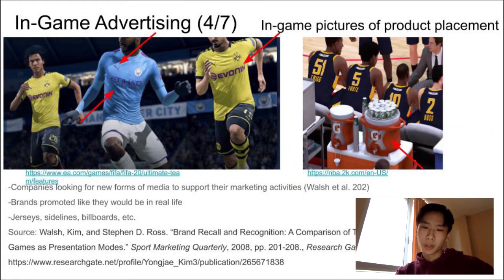So first, product placement. It has especially been prominent in sports games. For example, the 2K series and also the games put out by EA, Electronic Arts, which is a video game company. In these games, big brands like Coca-Cola, Adidas, Nike, and Gatorade are promoted just like they would be in real life. So you can see them on the jerseys of the players, the billboards around the arena, the sidelines where the players sit. Sports games are beginning to reflect every tiny detail of reality, even the ads.